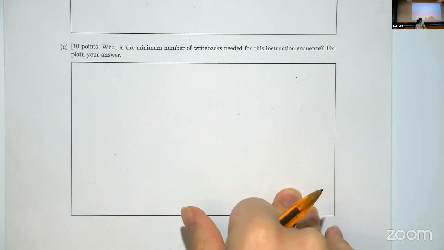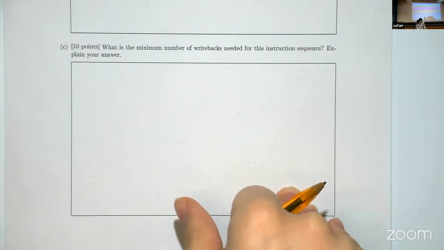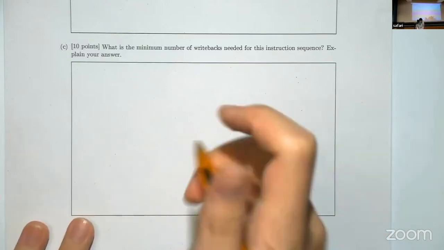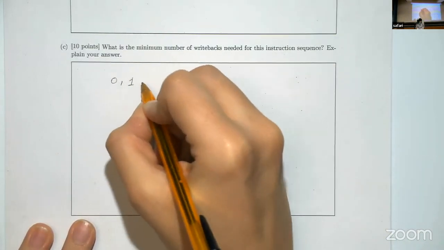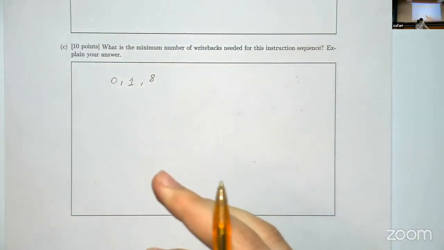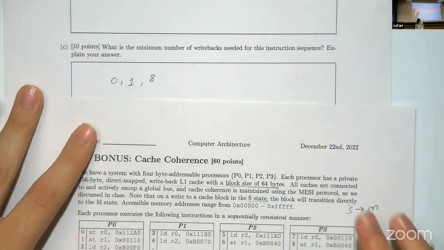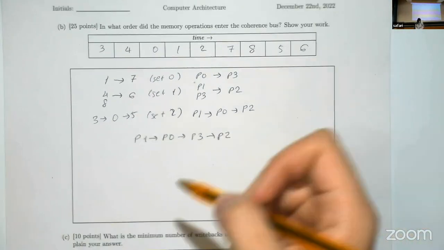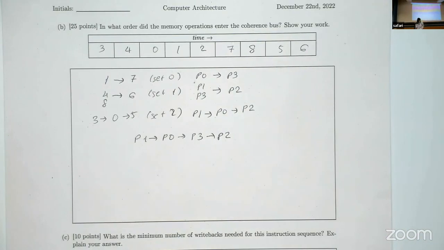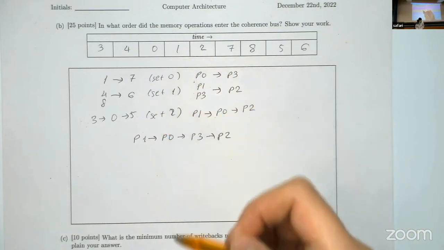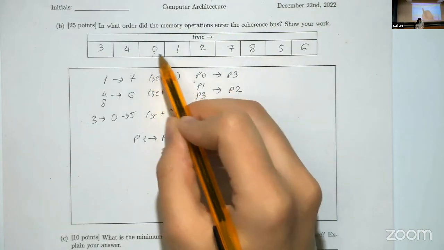The first one was 0, and then instruction 1, and then instruction 8, which I can also show from here. These are the store instructions that are basically followed by other instructions that use the same cache blocks. So these 3.